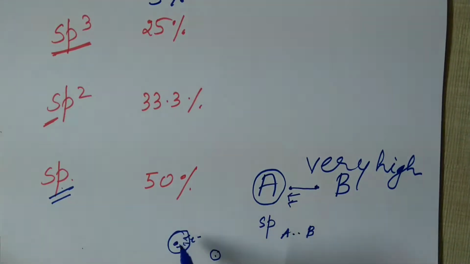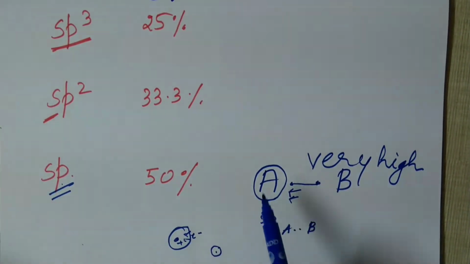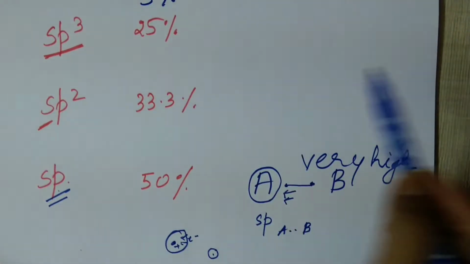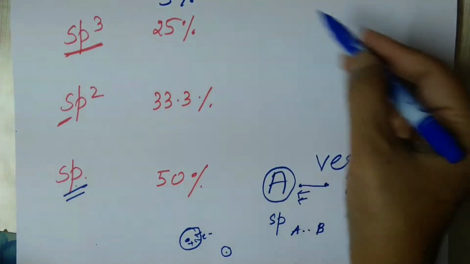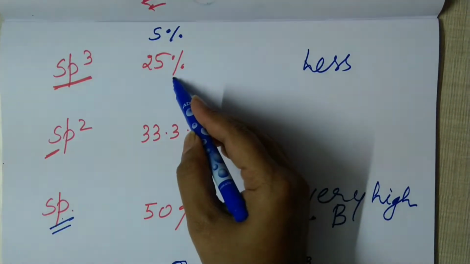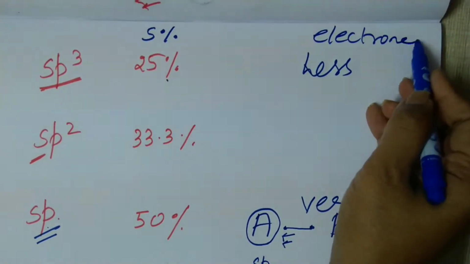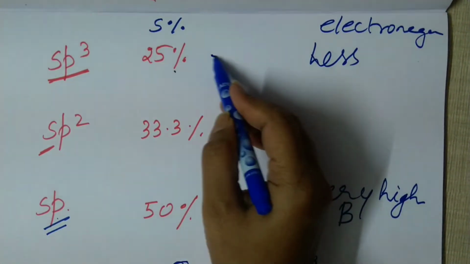How about p orbital? It is placed next to s orbital, so its effect will be less on the nucleus. Now in sp3, it is less. Why? Because s character is less. What is less? Your electronegativity. So lesser the electronegativity, greater is the bond length.